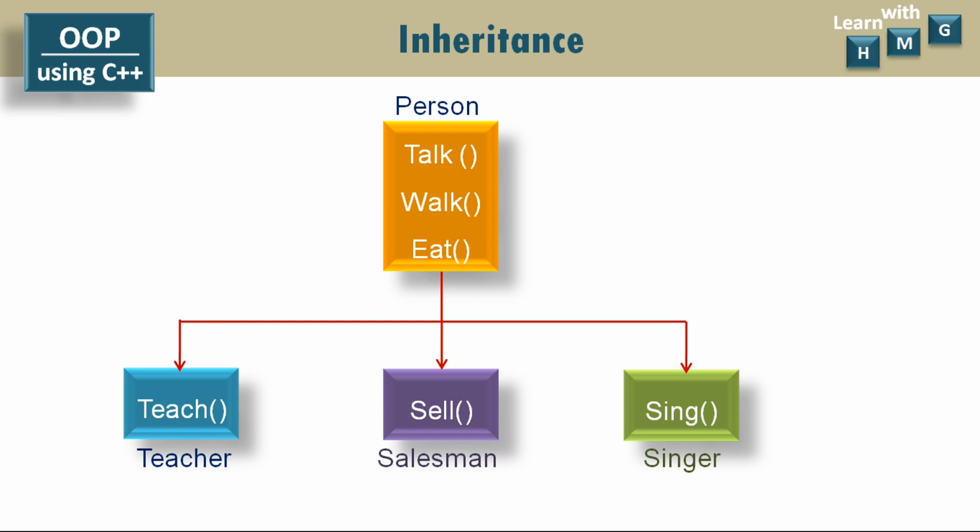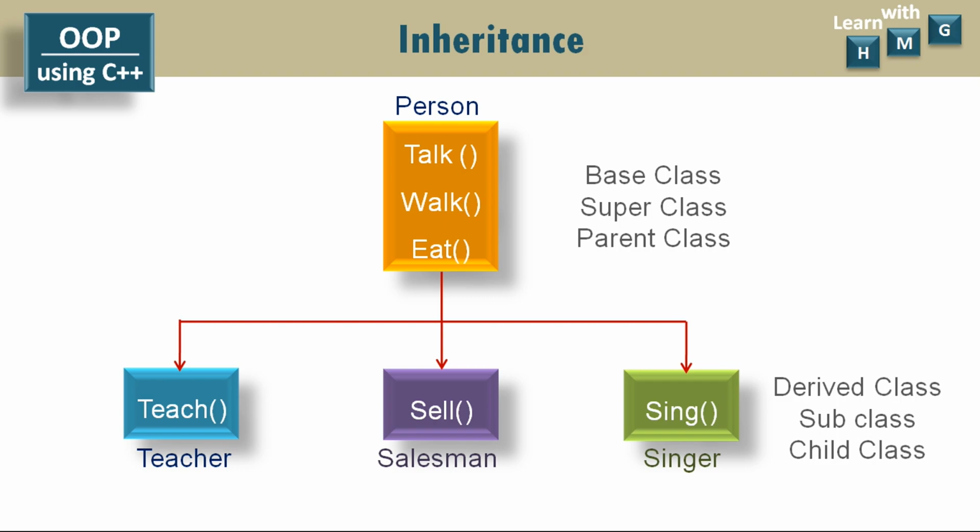So instead of redefining these three properties, the three properties of person, that is the existing or old class, can be reused while defining new classes. So this person class, which is the existing class, is known as a base class, or it is also known as a super class or a parent class, while these newly created classes are called derived classes or subclasses or child classes. So in further studies we'll use these terminologies in different types of inheritance.